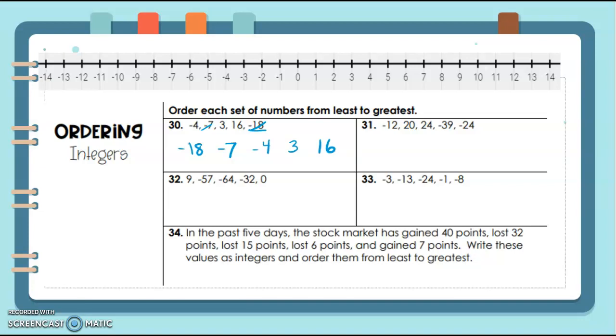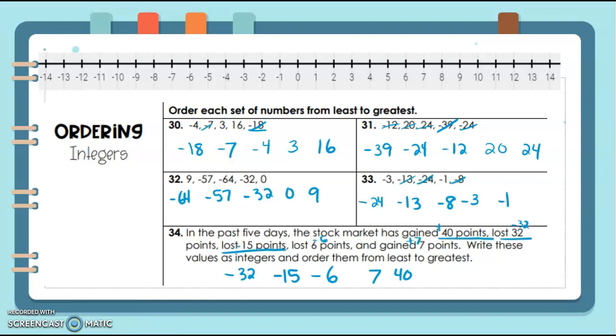Okay, let me go ahead and do number 31 with you as well. Negative 39 is the smallest. We have negative 24, negative 12, and then 20 and 24. Okay, go ahead and do 32, 33, and 34, and I will share those answers with you. Here are the results you can check.